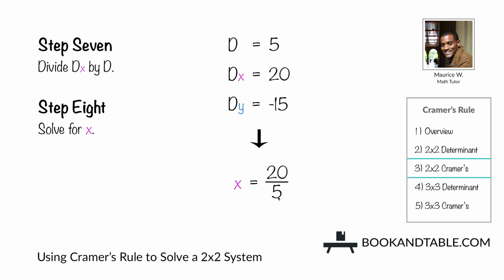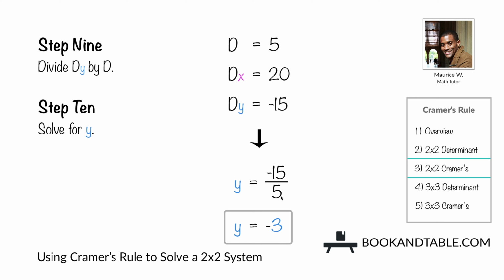And 20 divided by 5 is equal to positive 4. So we see that x is equal to positive 4. But this is only a part of our solution. We now need to find y. So step 9, we want to divide dy, which is negative 15, by d, which is positive 5. This will give us the y-coordinate. So y is equal to negative 15 divided by 5, which is negative 3.